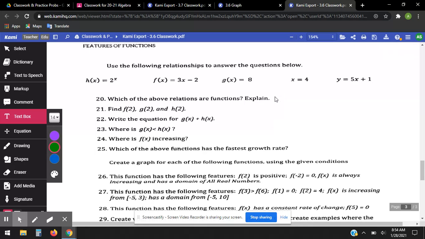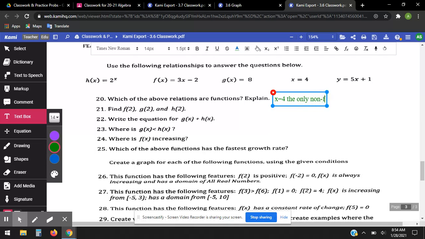So, looks like x equals 4 is the only non-function. And that's because it's a line that is vertical, so every y matches it. I'm not going to type all that. You guys can put that on there. So it's the only non-function because if x is 4, then all the points are 4 comma 6, 4 comma 3, 4 comma negative 5. There's multiple y answers for that x value.